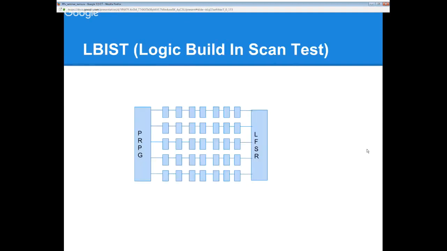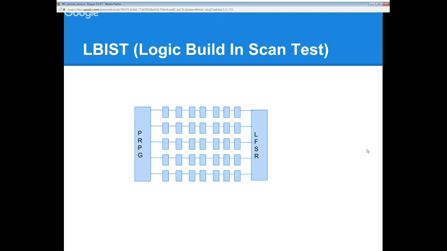So almost 10 years ago, we divided the scan chain into smaller chains. The input of each chain is from a PRPG, a pseudo random pattern generator. It generates some pattern, and the value goes to that scan chain. And then we check the result of the chain output with an LFSR, linear feedback shift register. Then we compare whether the result is as expected.